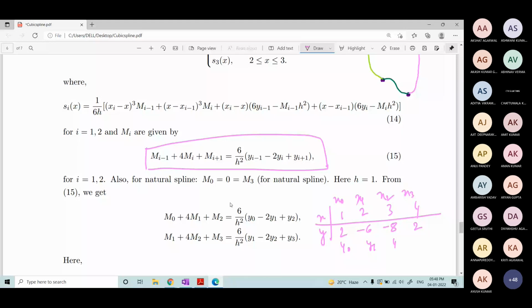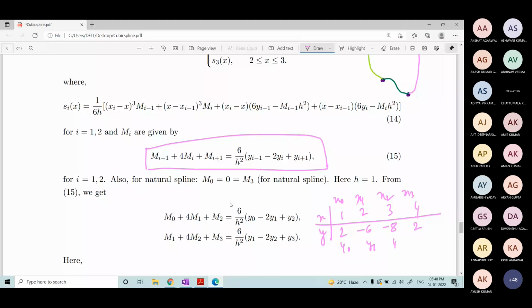Another equation, here m3 is 0, so you can remove that part. m1 plus 4m2 is 6 by h square, y1 minus 2y2 plus y3. So it is 6 times y1, which is minus 6, minus 2y2, so minus 2 times minus 8, plus y3, which is 2. So that will give you m1 plus 4m2 equals to 72.